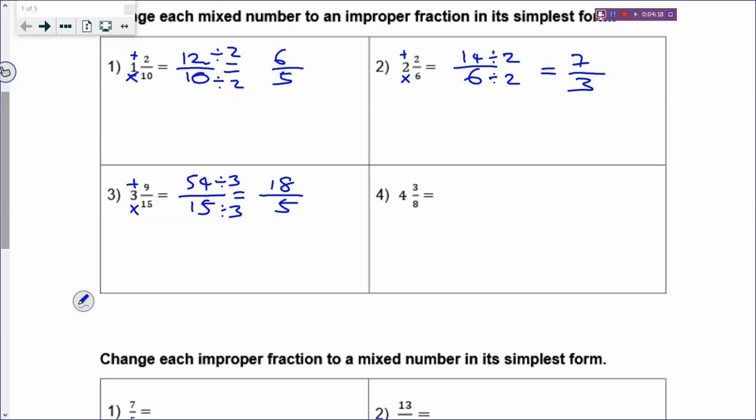Okay, let's go to the next mixed number. So 4 times 8, you get 32. 32 plus 3, you get 35 over 8.